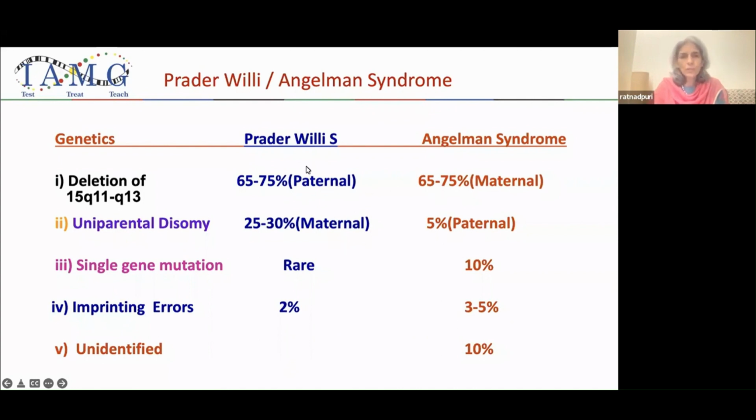Uniparental disomy maternal will cause Prader-Willi, a paternal uniparental disomy will cause Angelman. And here you have the percentages of patients that occur because of these mechanisms. Imprinting defects can occur in both cases. There is this one thing where we have a single gene mutation. That means there is the UBE3A gene of Angelman syndrome. It can have a mutation in 10% of patients that can cause Angelman, and no such mechanism is known for the common gene, which is the SNRPN gene for Prader-Willi syndrome.